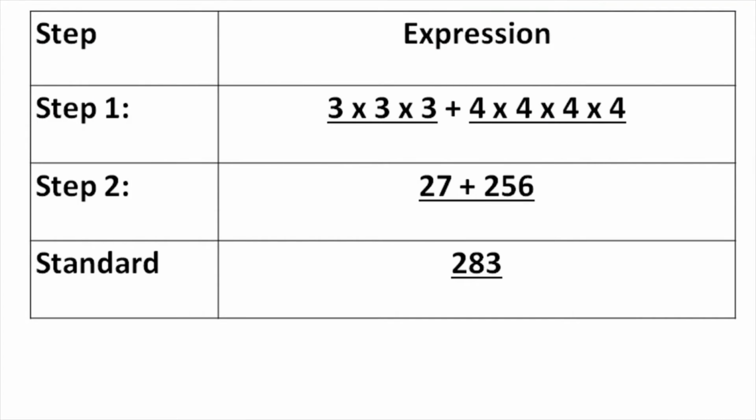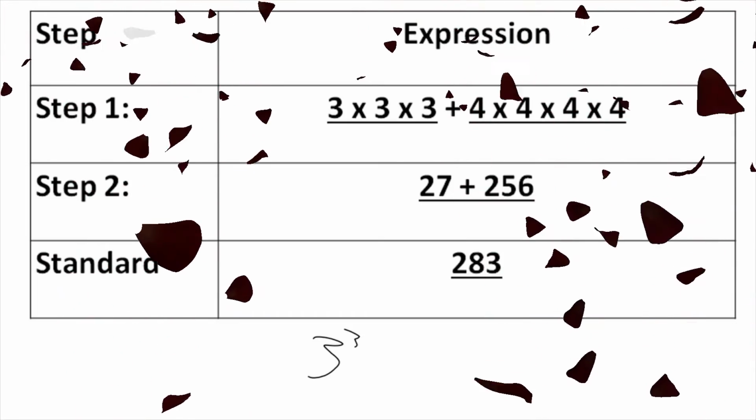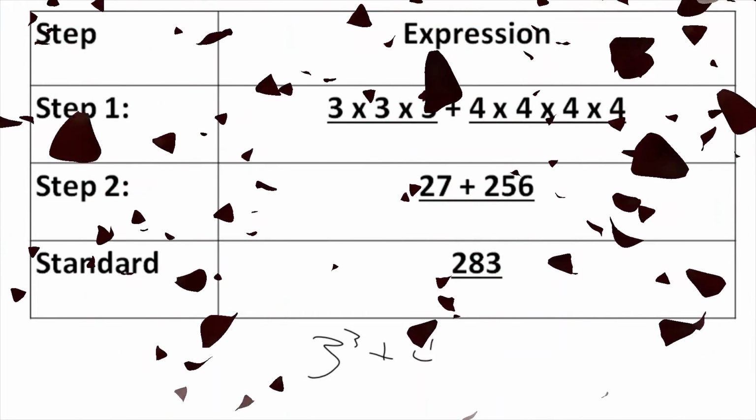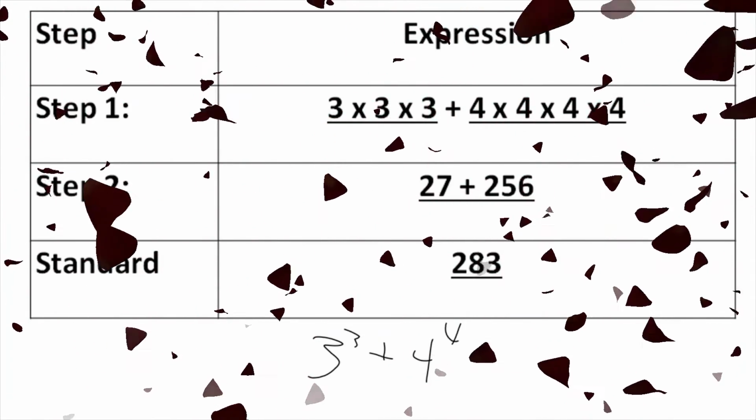This is what your work should have looked like. You should have written an expression. You should have shown the factors, written it out, and then solved each factor using PEMDAS, and then you should have written it in standard form, and you should have finally finished up writing it out in exponential form, which is 3 to the 3rd power plus 4 to the 4th power. Now, we move on.